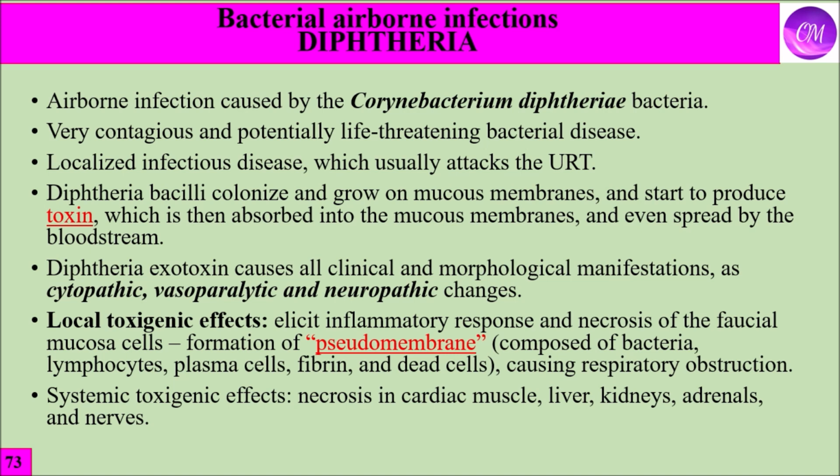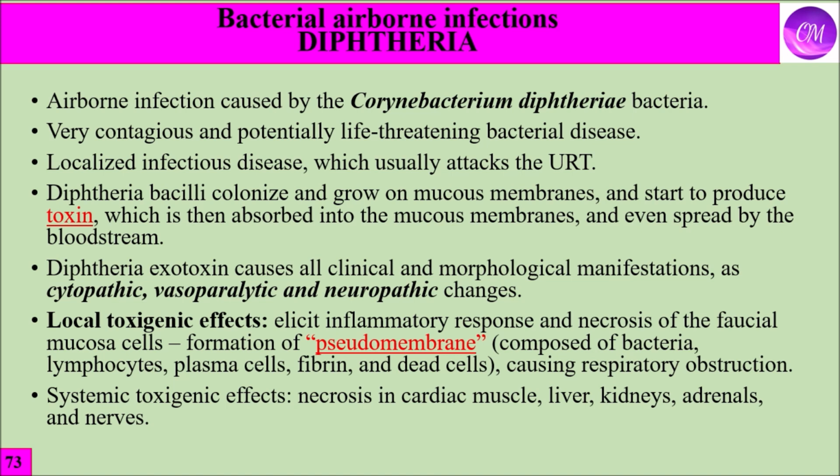And diphtheria bacilli colonize and grow on mucous membranes, where they start to produce toxin, which is then absorbed into the mucous membranes and even spread by the bloodstream. Diphtheria exotoxin causes all clinical and morphological manifestations as cytopathic, vasoparalytic, and neuropathic changes.